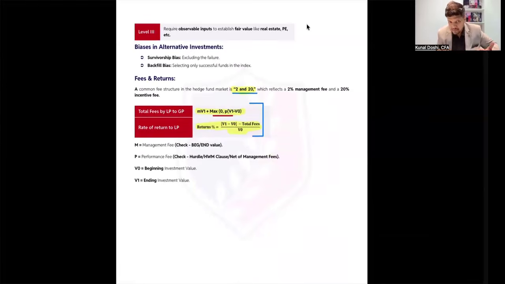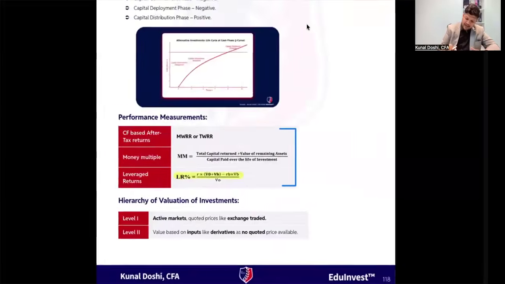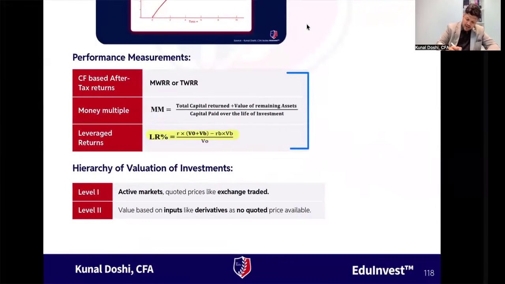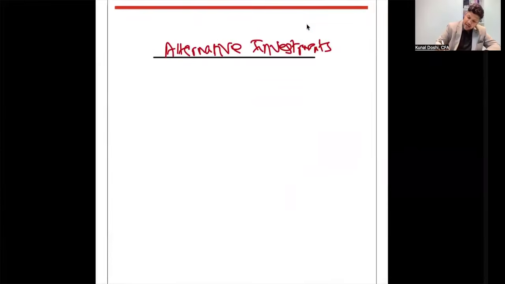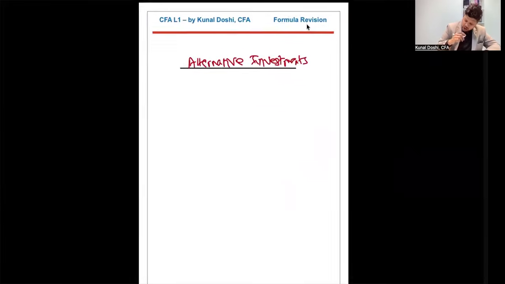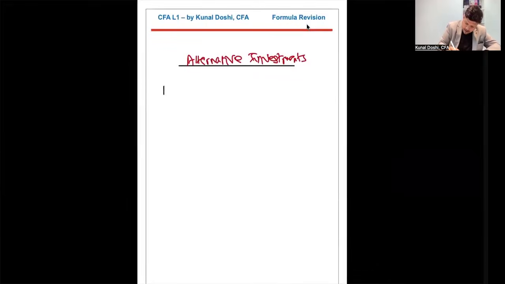Okay, we'll discuss that. Before that, let me just discuss this because we've already covered leverage return and money weighted or time weighted return. These are the performance measurement. They are the performance of the fund. One unique thing is money multiple, which I will write down here, and then we will go on the fees calculation. So what is money multiple? Money multiple is how many times your money has multiplied in the alternative investments.